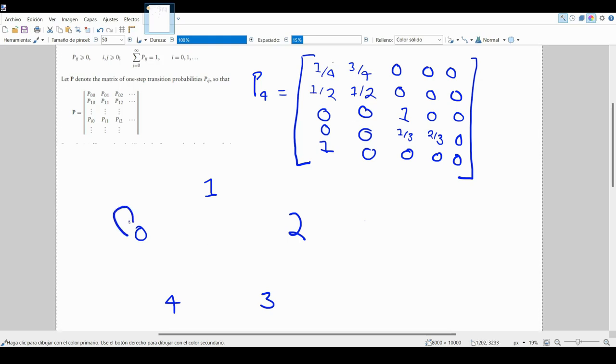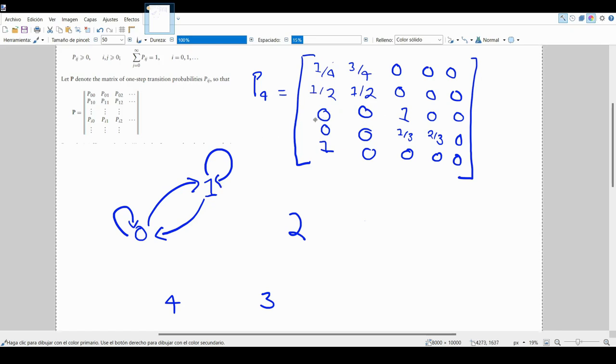There's a probability of 1 over 4 that it will return to itself, and there's a probability of 3 over 4 that it will go to 1. And now we have 1. There's a probability of 1 over 2 that it will go to 0, and a probability of 1 over 2 that it will return to itself.